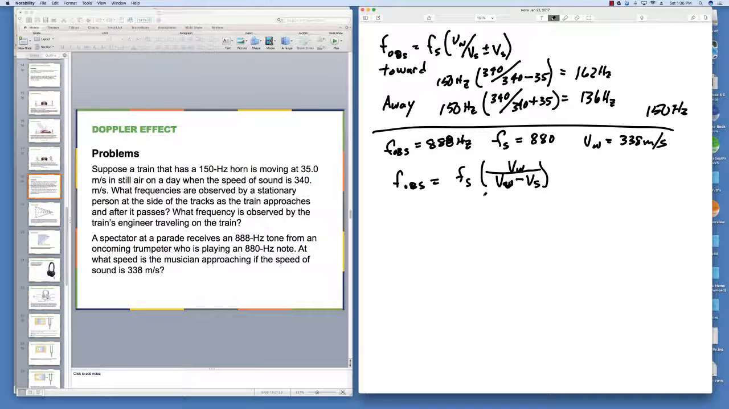Now let's look at how we would do this. We end up with fs vw is equal to f observed times vw minus vs. And then divide both sides by f observed, and we have vw minus vs is equal to fs vw over f observed.